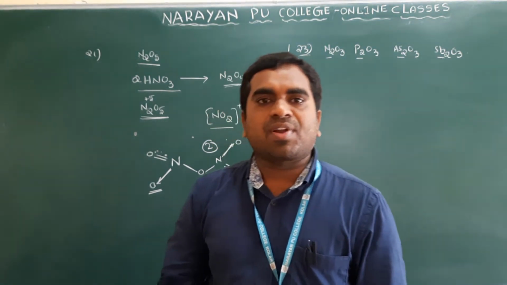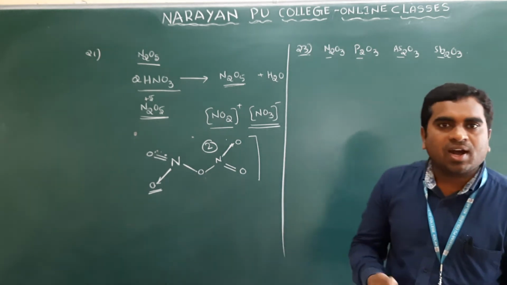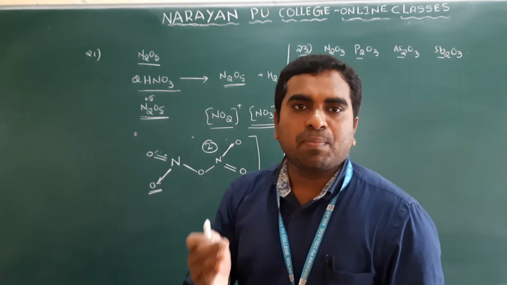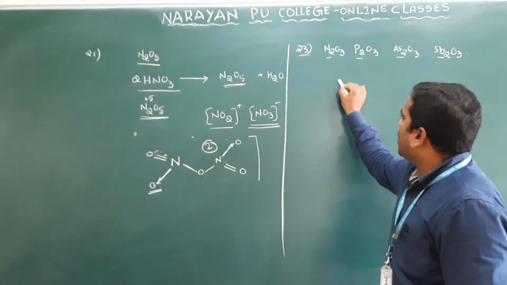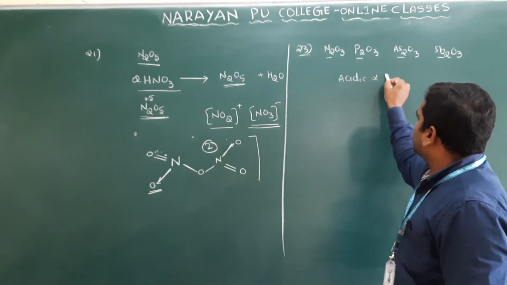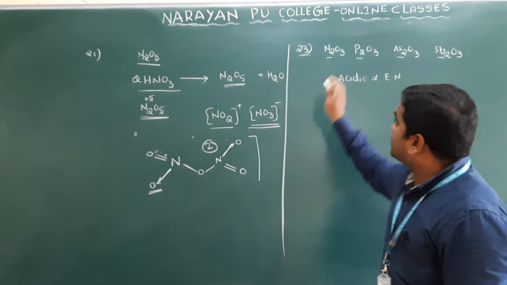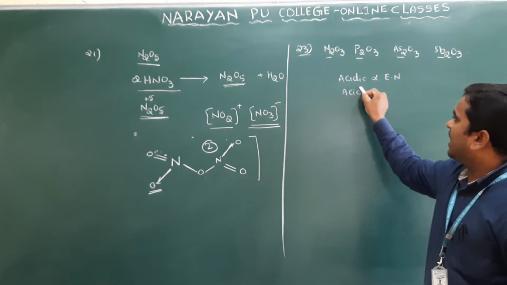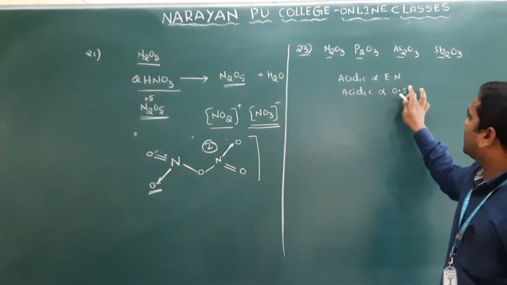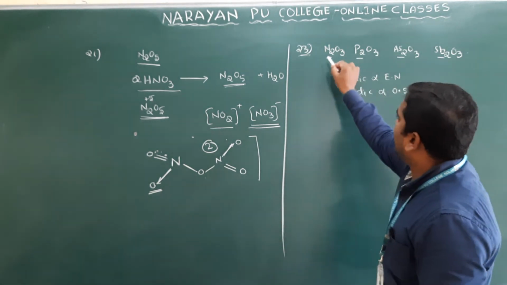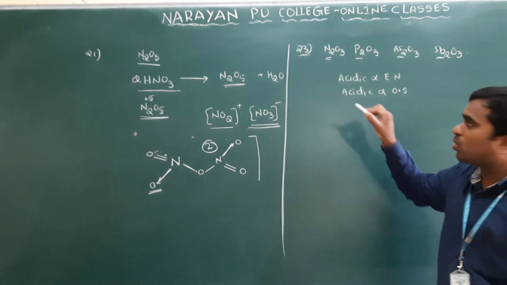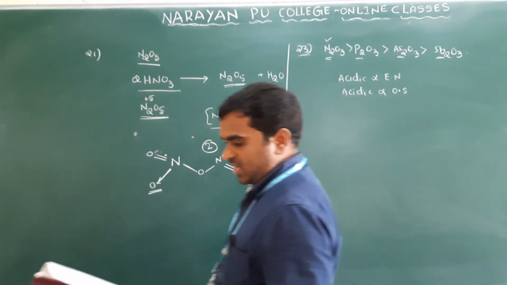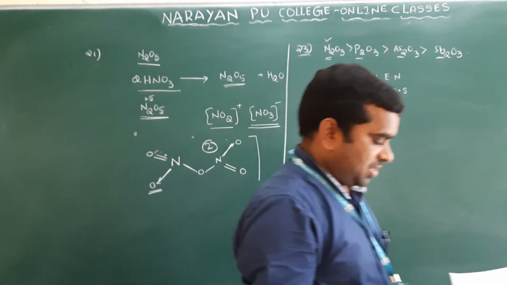When the oxides are of different elements, how do we consider the acidic nature? In this case, acidic nature is directly proportional to electronegativity. Clear? If the oxides are of the same element, then acidic nature is directly proportional to its oxidation state. So among these, which one is more electronegative? Nitrogen. So the nitrogen oxide is more acidic. So option 4 is the correct one. Clear? Next one.